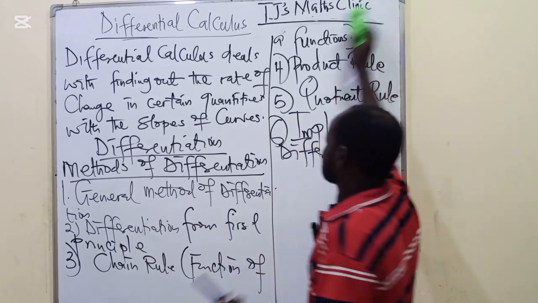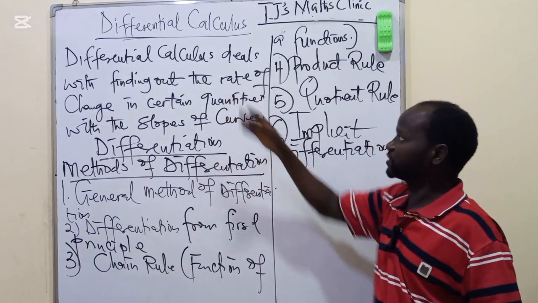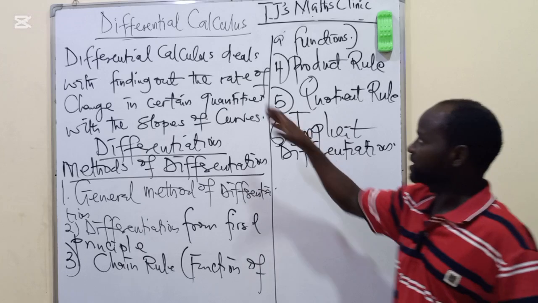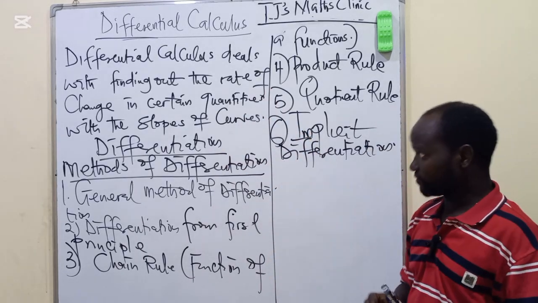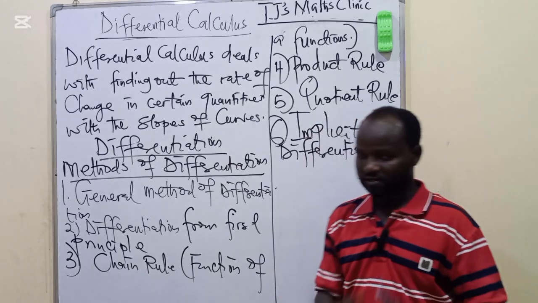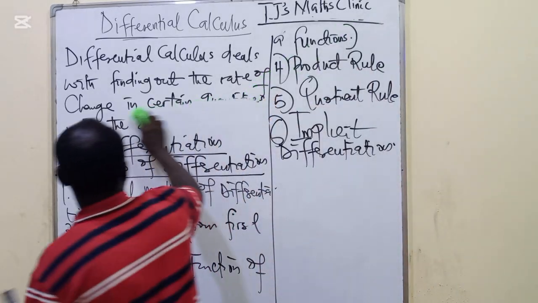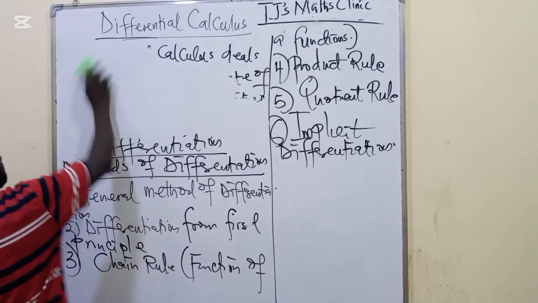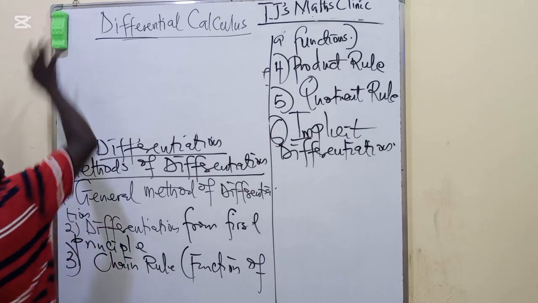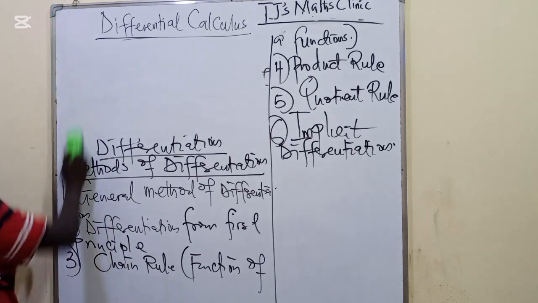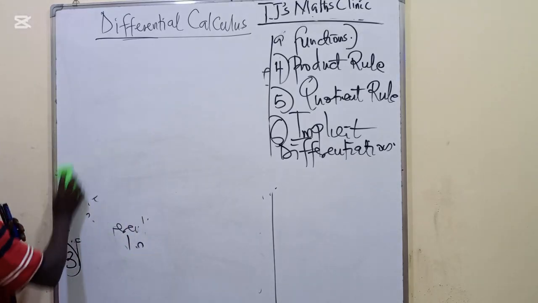Let's consider the general method. Before that, we establish the fact that differential calculus deals with finding out the rate of change in certain quantities with the slope of the curve. Calculus itself is a branch of mathematics that deals with change. This calculus is classified into two categories, that is differentiation and integration. Let's consider the general method of differentiation.